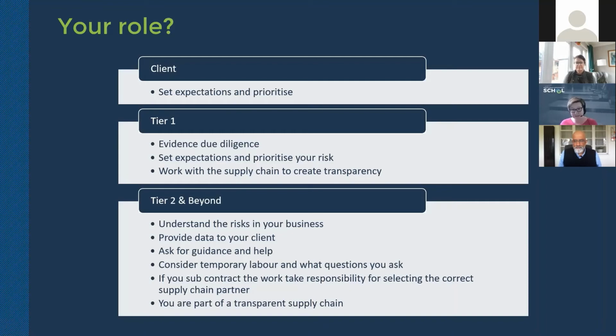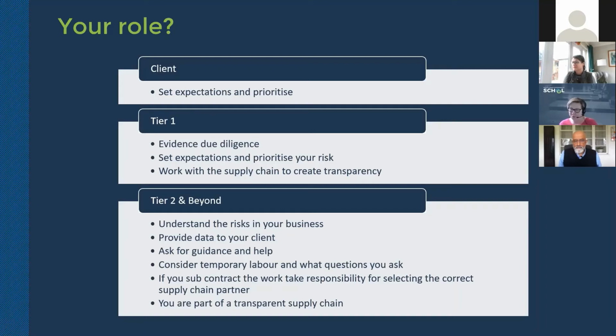The purpose of this is the transparent supply chain. So understanding, I know what my risk is, I know why they're asking me this, and I know how to help address these issues is really important. So understand that, provide data, ask for guidance and help. You're not expected to know everything. If I let you into a little secret, a lot of the clients don't know everything either. So actually the reality is it's about how we bring all this together.